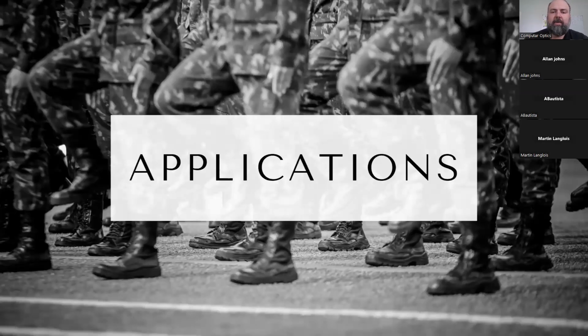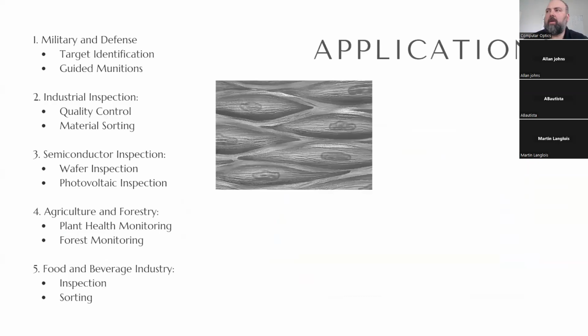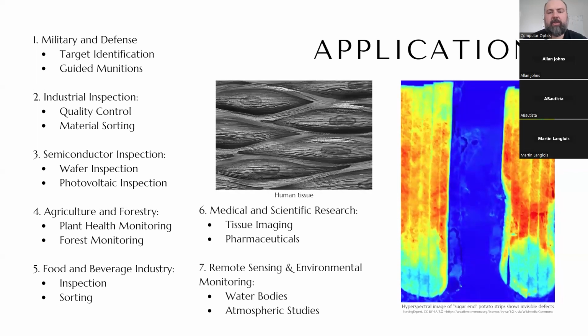Now let's get into the applications. So what are the SWIR applications? Well, there's a large number of applications being explored right now, which include, but are not limited to, military defense, again, targeting, identification, guided ammunition, also communication. So talking between two outposts, maybe using direct line of sight with the SWIR. Second, industrial inspection, so quality control, material sorting. Third is semiconductor inspection, so wafer inspection.